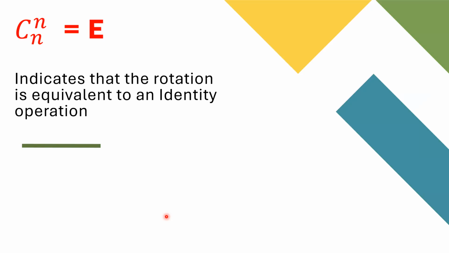Similarly, Cn to the power n is equal to E. We saw C2 2 is an identity operation, right? If it is C3, it is 3 times that you get the identity. So that indicates the rotation is equivalent to an identity operation. So if it is C4, which operation will be equal to the identity operation? When you have a C4 axis, C4 4. It's very simple. So Cn to the power n, right? n is the number of times.